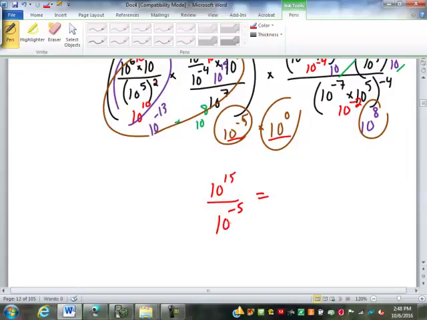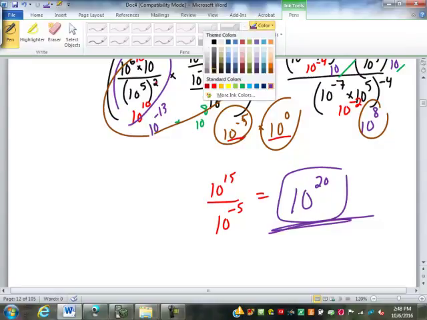So 10 to the 15th divided by 10 to the negative 5. Negative 15 minus negative 5. No problem. 10 to the 20th. Anybody get that right? No, there's a lot. I know there's a lot of processes there.